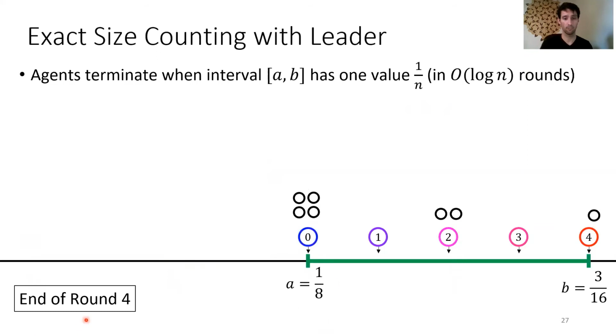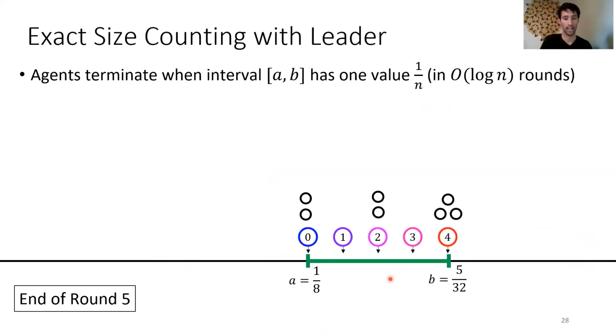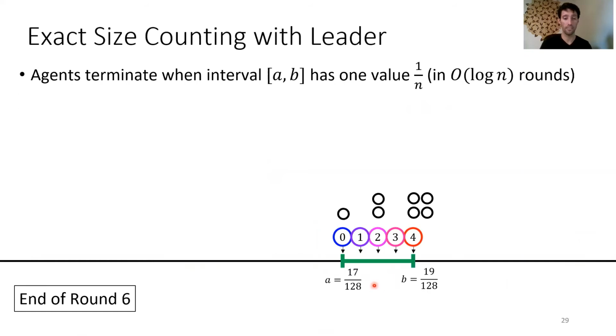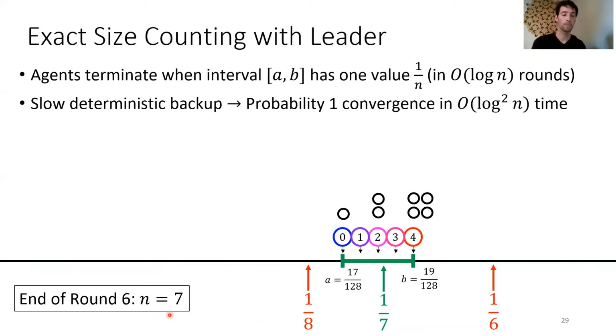So in this case, at the end of round 4, we've shrunk the interval in half again. End of round 5, it's shrunk in half yet again. And finally, by the end of round 6, our interval actually only contains 1 possible fraction, 1 over 7. So now every agent can terminate and know that the value n is exactly 7. In addition, we can add a slow deterministic backup that will allow this protocol to have probability 1 convergence. And it takes log squared n time because there's log n rounds and each round is logarithmic in length.